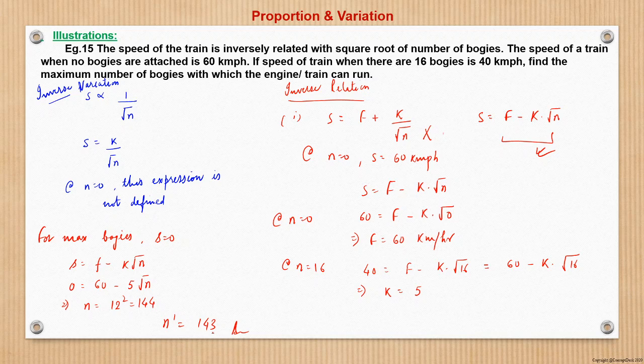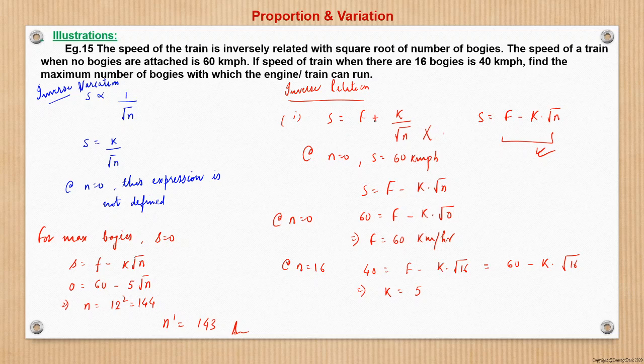So here we made use of the concept of variation. We saw that whether it's a case of inverse variation or inverse relation, it was not a case of inverse variation because there was some constant k also. At n is equal to 0, this expression is not defined itself, right? So we cannot take this as an inverse variation case or indirect variation.